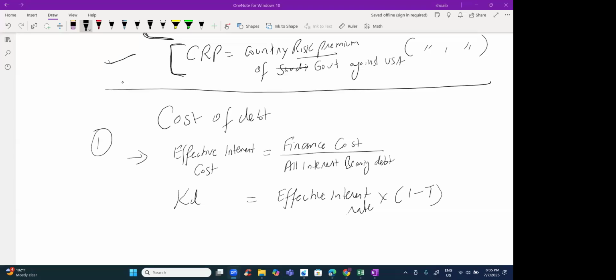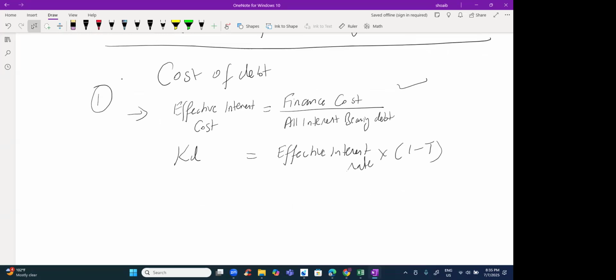Okay. I will take all the questions. So if the company is in Pakistan, then you will take the tax rate of Pakistan. If the company is in Europe, you will take the tax rate of Europe. It depends on where the company is.